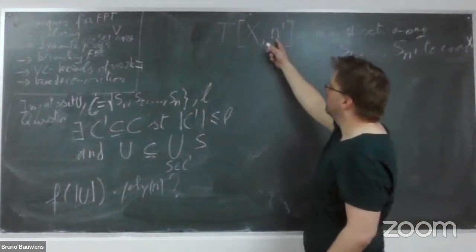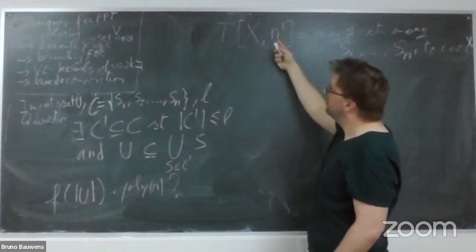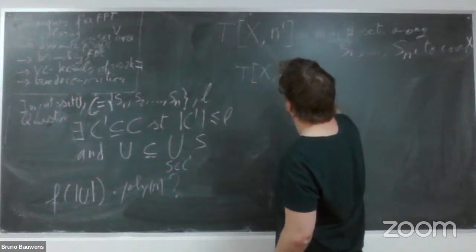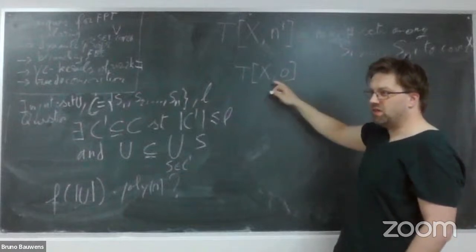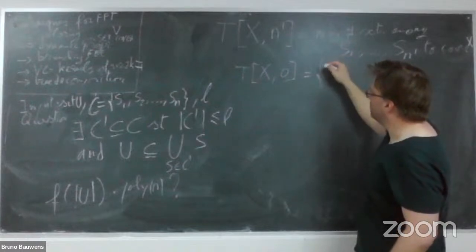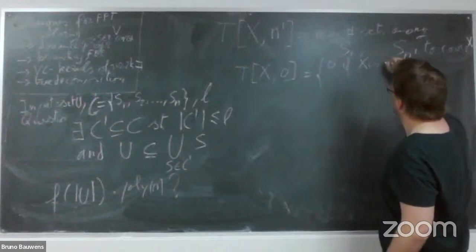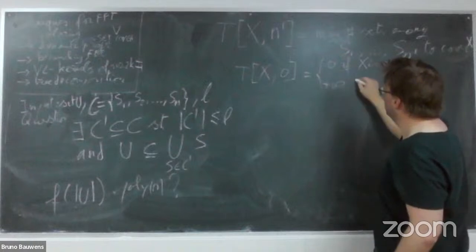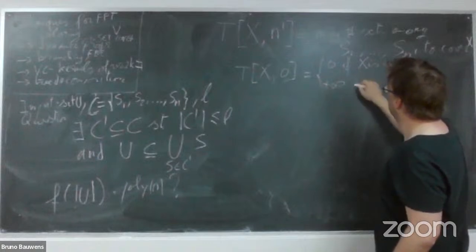So we will do it column by column. We start with n prime equal to 0. So that's easy to tell what T of X, 0 is here. If we have no sets, then we can only cover the empty set. So it's equal to 0 sets if X is empty, and plus infinity otherwise.